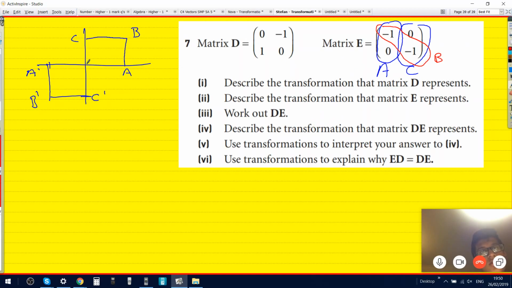So A is usually 1, 0. It's now minus 1, 0. C is usually 0, 1. It's now 0, minus 1. And B is usually 1, 1. It's now minus 1, minus 1. Okay, it's a lot easier that way because B just follows where A and C are, right? So you're in the bottom left quadrant, and that is the same as a rotation through 180 degrees from the origin. Doesn't matter which direction, I don't think.